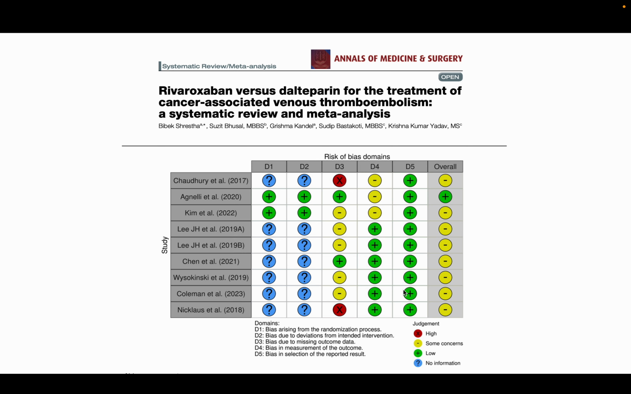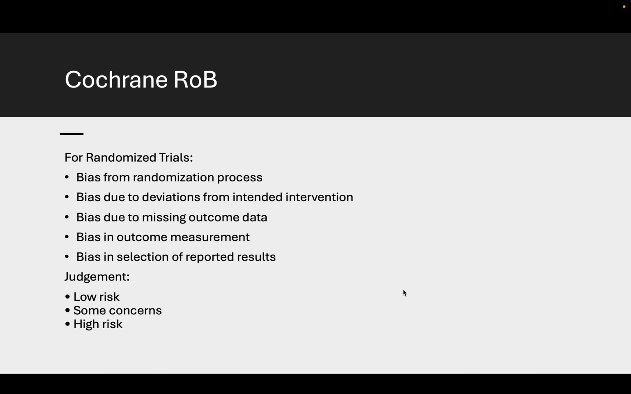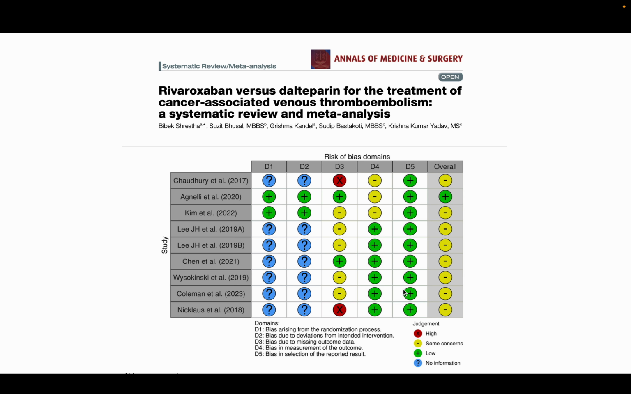So based on this, like I have said, five domains: D1, D2, D3, D4, and D5, and overall. I have judged, and for the high concern it is a red cross, for some concern it is a yellow minus, and for low concern it is a green plus, and I have also classified no information as well. So this is a plot diagram that you can draw through the RoB tool.